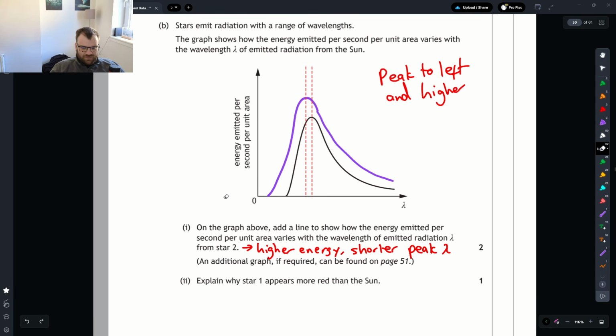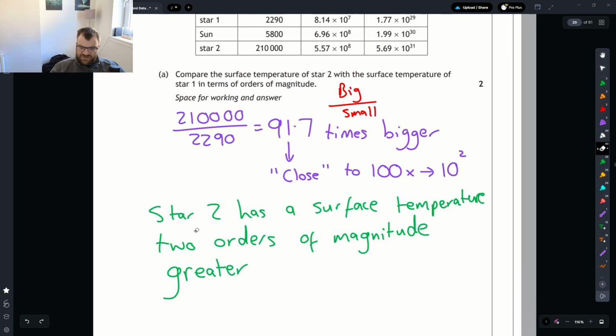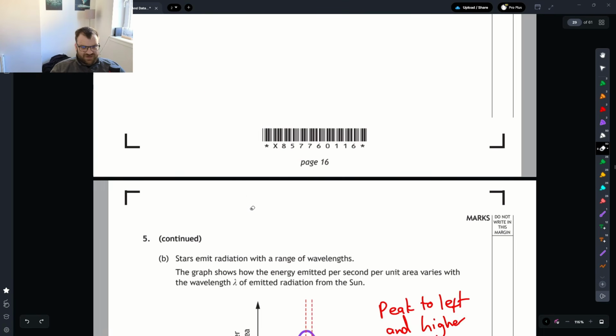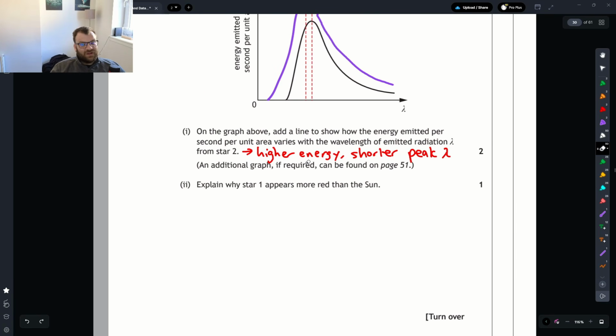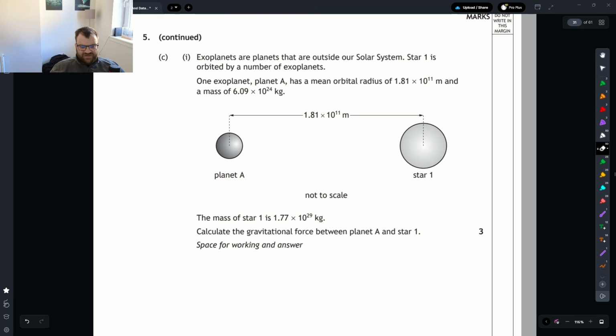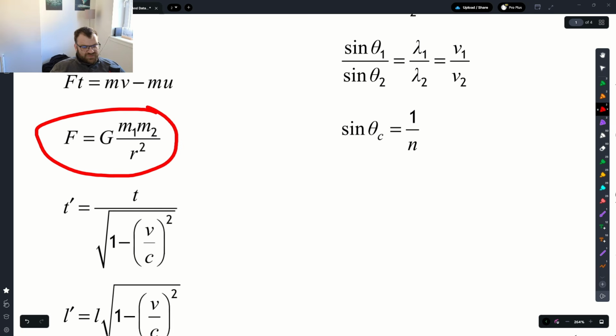Why is star 1 more red than the sun? So star 1, I presume, is colder. Yes, so has a lower surface temperature, which means it would be a lower energy, longer peak wavelength of light than that one. Next one, we're asked to work out the gravitational force, and that means we are using the relationship the way it is.